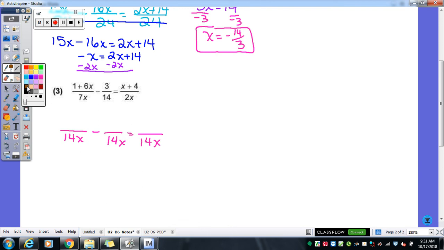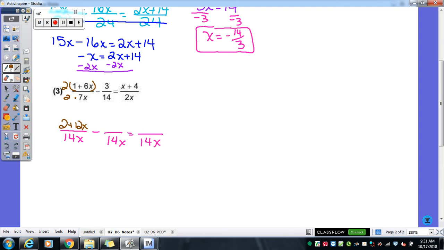So that first fraction has a 7x as its denominator currently. I need to make that 7 into a 14, so what do I have to multiply by? 2. Which means I also have to multiply its top by 2. So I would get 2 plus 12x when I distribute my 2.